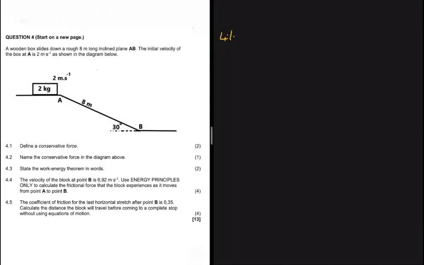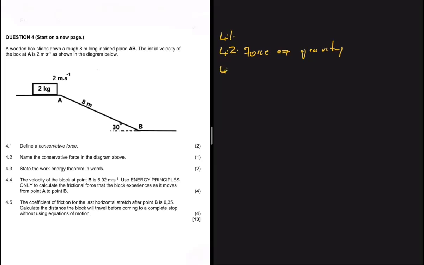Conservative force: it is a force in which the work done in moving an object between 2 points is independent of the path taken. So that is 4.1, right? If we move to 4.2, the question is saying let's name the conservative force in the diagram above. Without even looking at the diagram, I know that in our scope, we have only one conservative force, which is force of gravity or gravitational force. So the answer for 4.2 is force of gravity. That's the only conservative force we talk about in our scope.